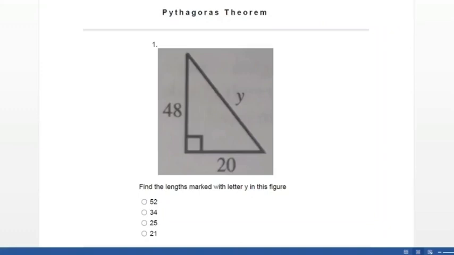So in this class we want to look at questions on Pythagoras theorem. So the first question we have here is this. Don't forget what discussion is. So you have to find the value of letter y in this question.